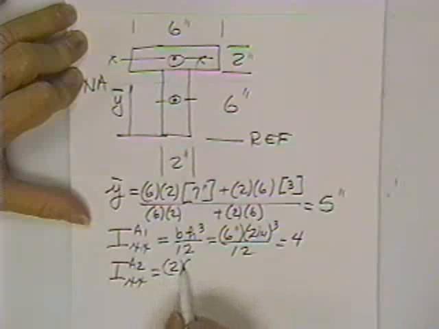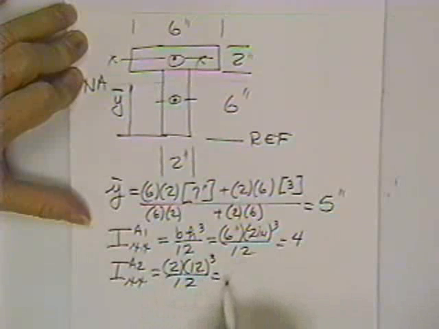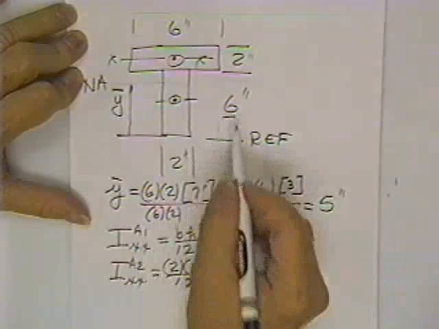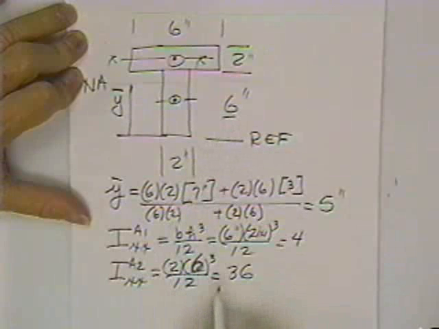He has a moment of inertia for area 2, just about his own personal x-axis. It's base times his height cubed divided by 12. What's that? 36. 12 times 12 is 144. Oh, is this wrong? Oh, it's only 6 inches deep. Thank you. Alright. 36.